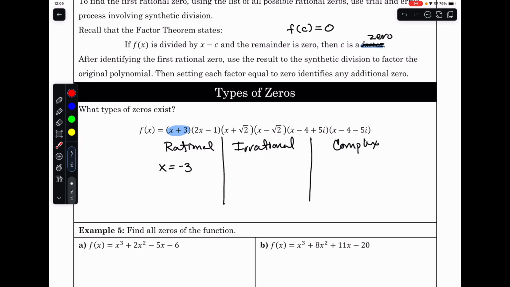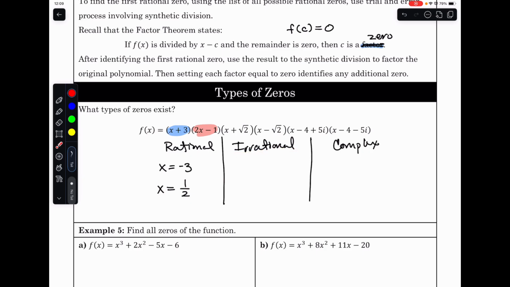The other one is a little bit more obvious as a rational value because 2x minus 1, when we set that equal to 0, we find that the value of x will equal positive 1 divided by 2. That's more obvious that it's a ratio of 2 values. But again, whole numbers are also considered rational because those values are technically written over the value of 1. Now, the second type of zeros that exist are irrational.